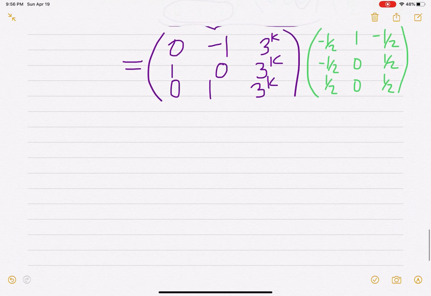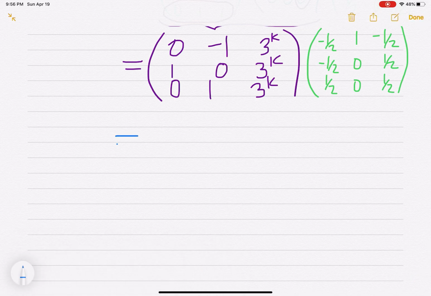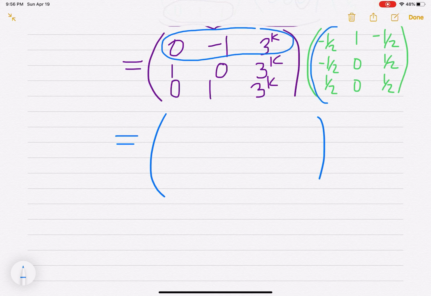Now let's multiply these two matrices together. Let's see, first row, it's not working. There it goes. First column. 0 times negative 1/2 is 0. Negative 1 times negative 1/2 is 1/2. Plus 3 to the k times 1/2 is 1/2, 3 to the k. All right, so we got something weird there.